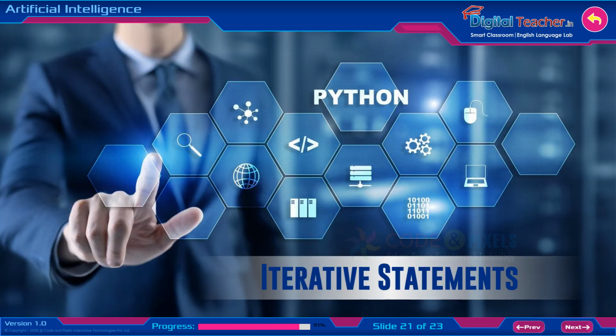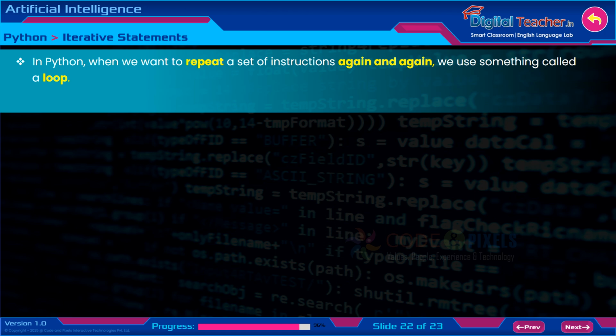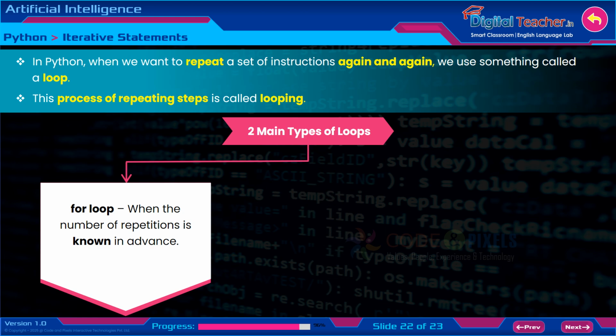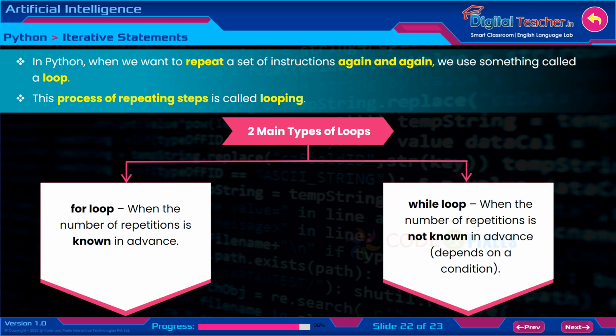Iterative statements. In Python, when we want to repeat a set of instructions again and again, we use something called a loop. This process of repeating steps is called looping. Python has two main types of loops. For loop: when the number of repetitions is known in advance. While loop: when the number of repetitions is not known in advance.